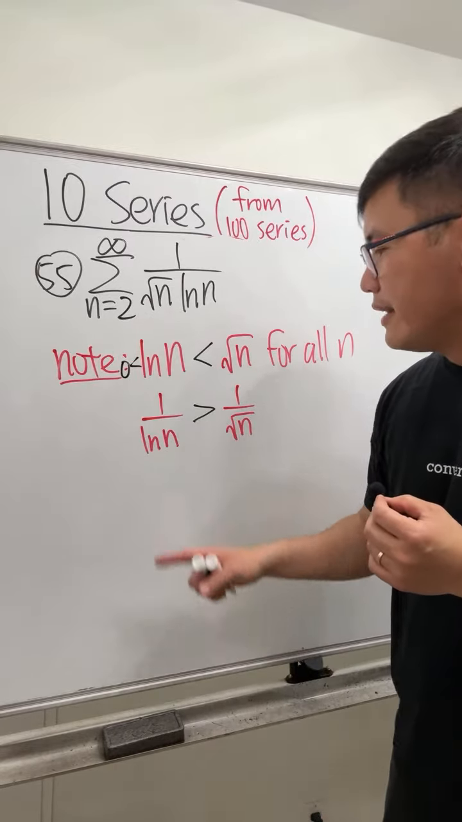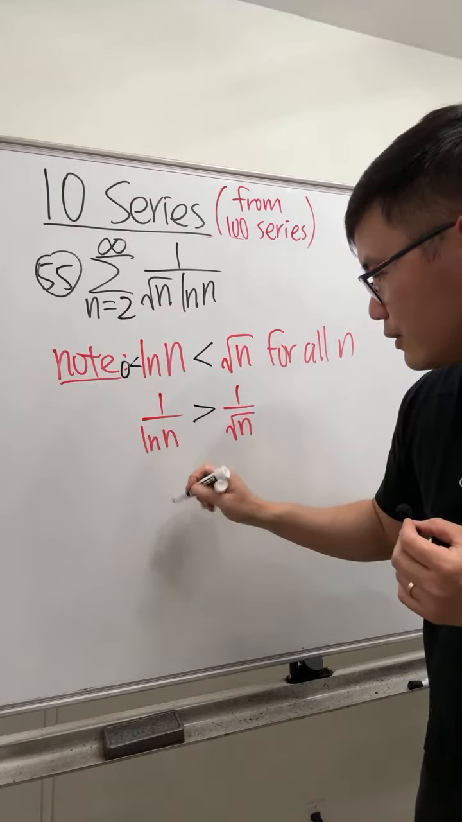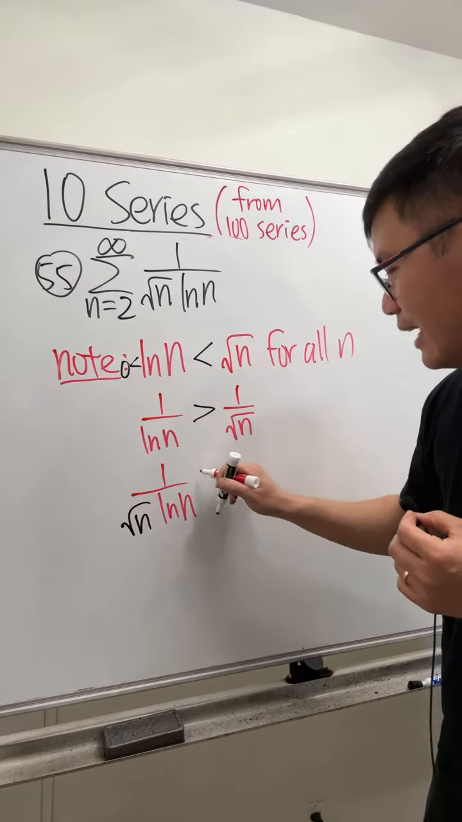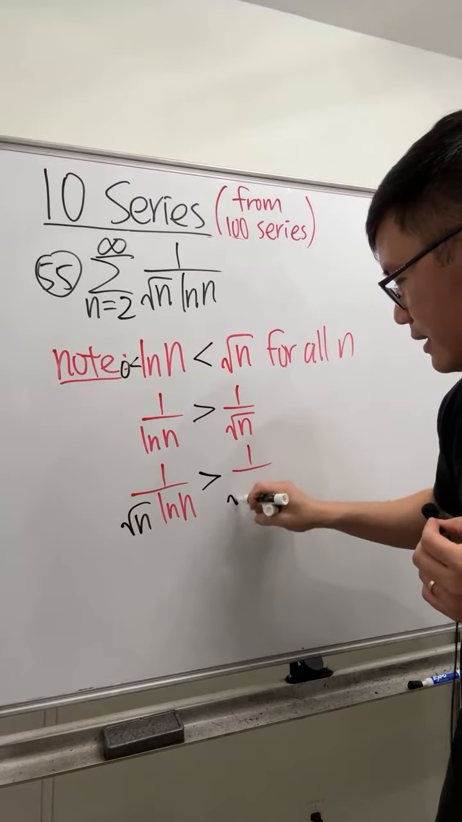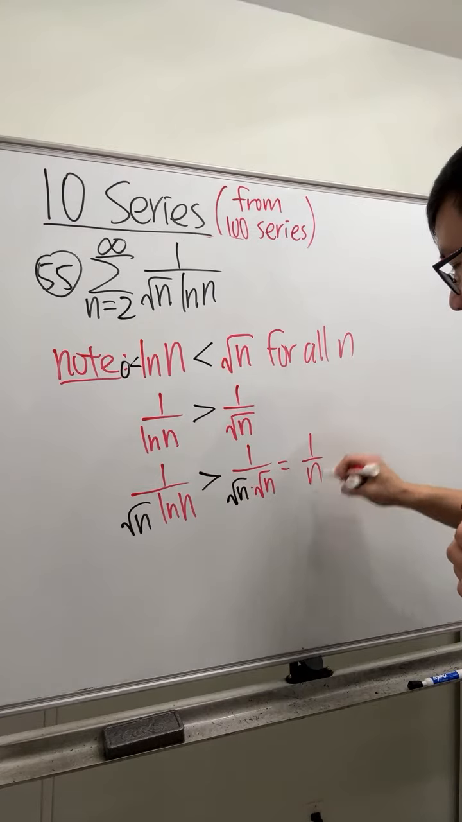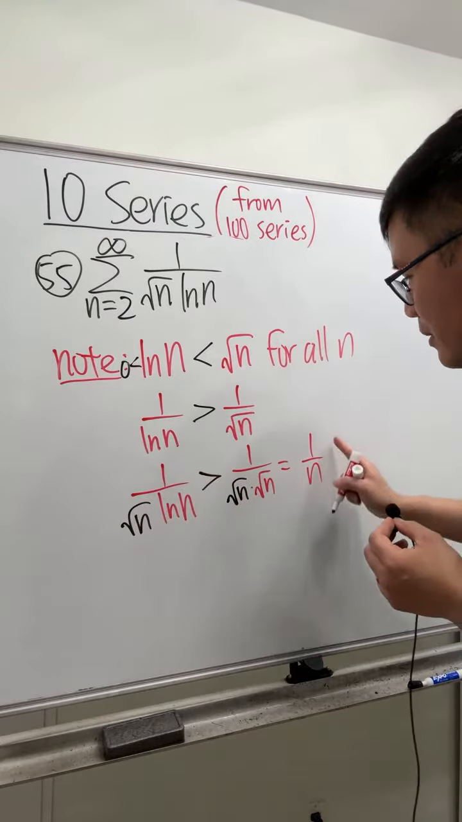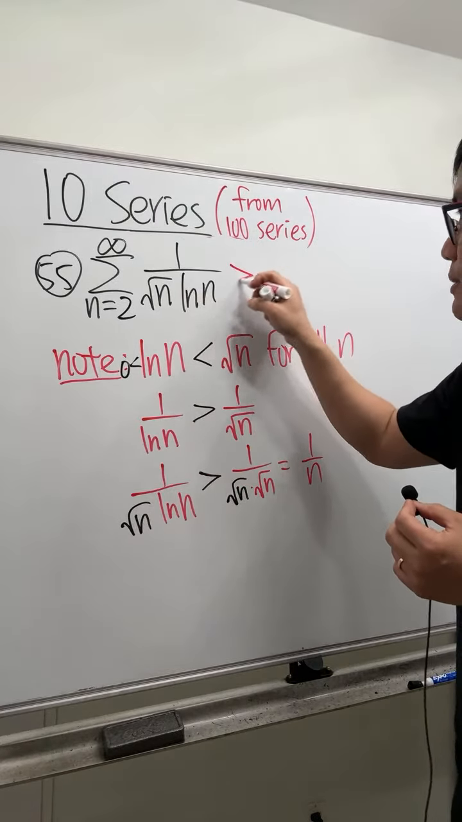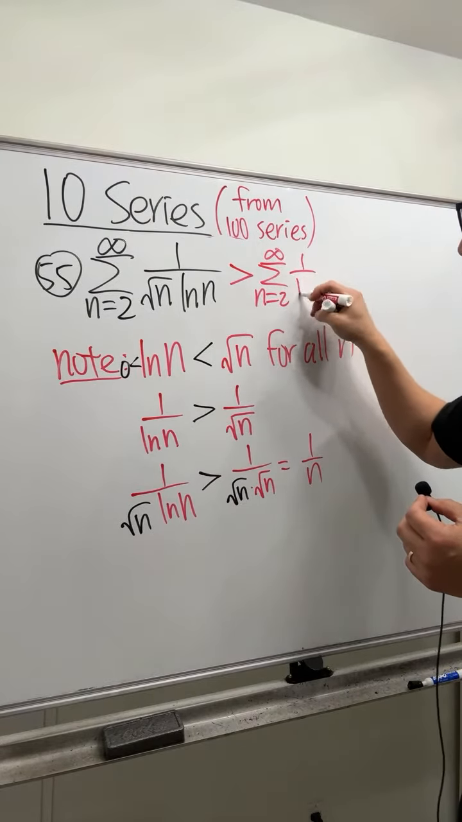Now I'm going to multiply both sides by square root of n, so we get 1 over square root of n times ln n. That will still be greater than 1 over this square root of n times that square root of n, which will give us 1 over n, isn't it? So as you can see, we have this expression being bigger than 1 over n. So this series right here is bigger than the series as n goes from 2 to infinity of 1 over n.